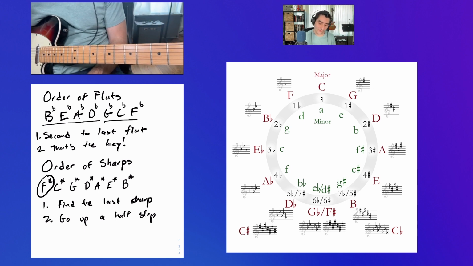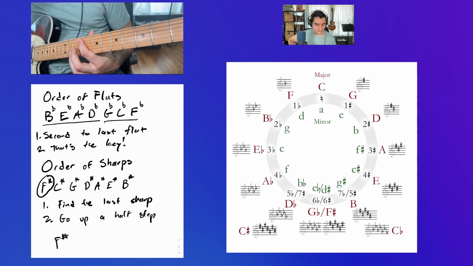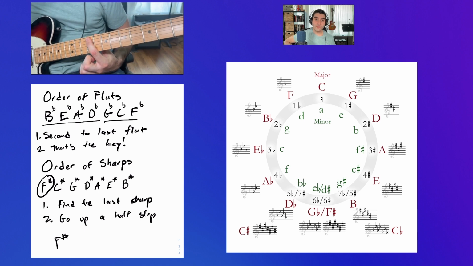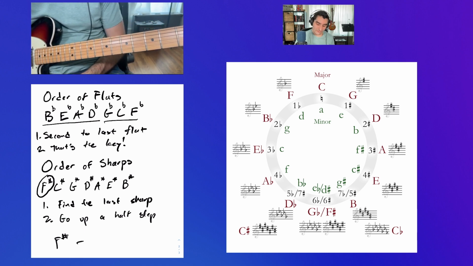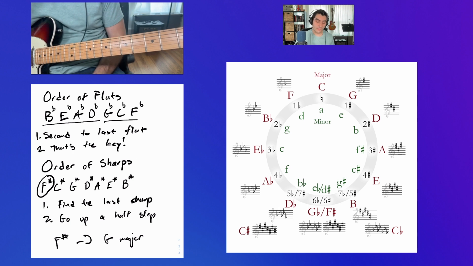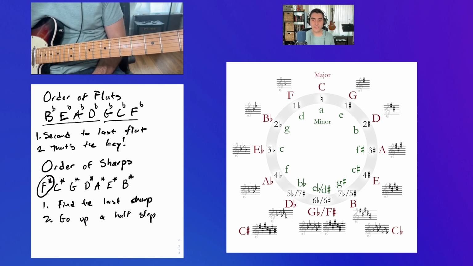So we take F sharp, and I'll actually play it here. F sharp. And if you go up a half step from F sharp, that's a G. So guess what? It's the key of G major. The key of G major only has one sharp in it, and it's F sharp. Let's do one more, and then we'll wrap this video up.